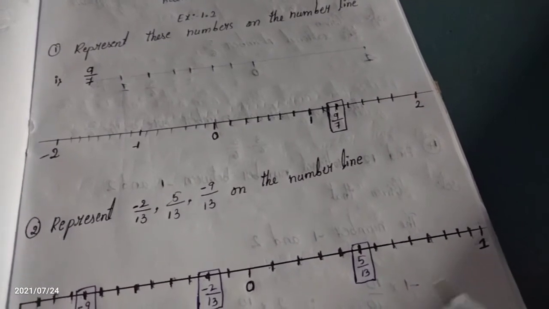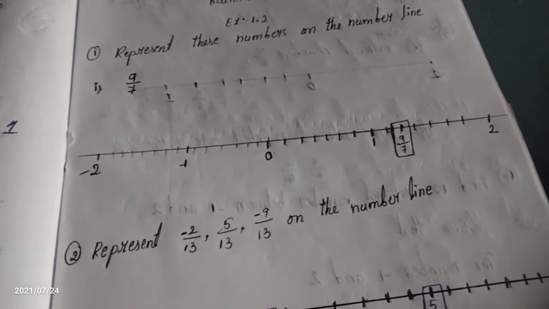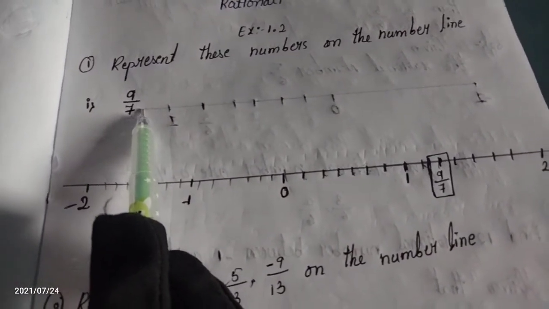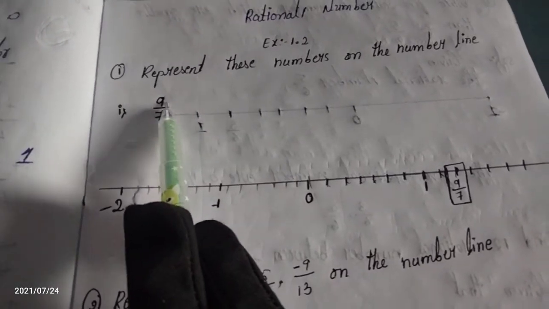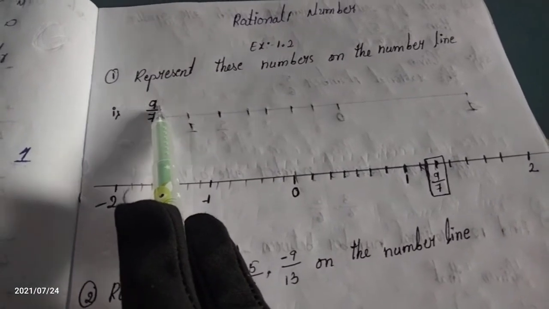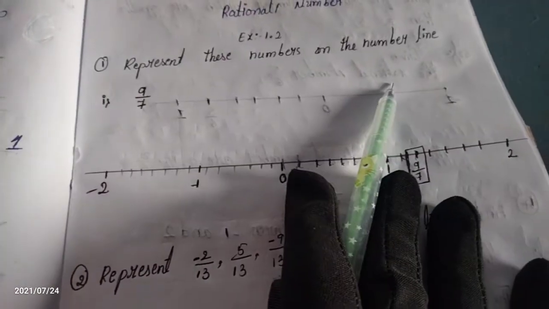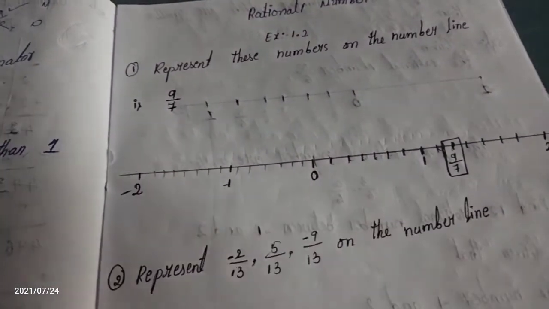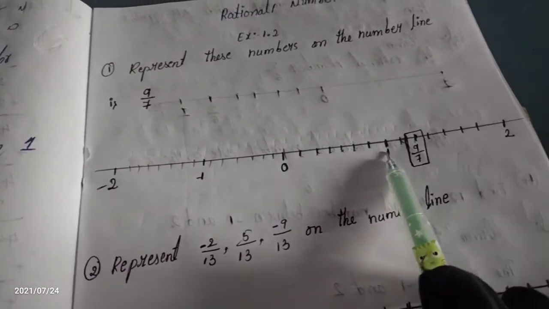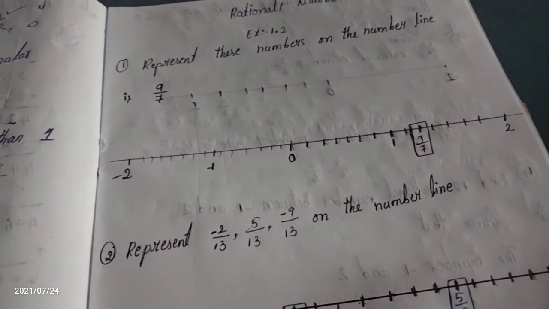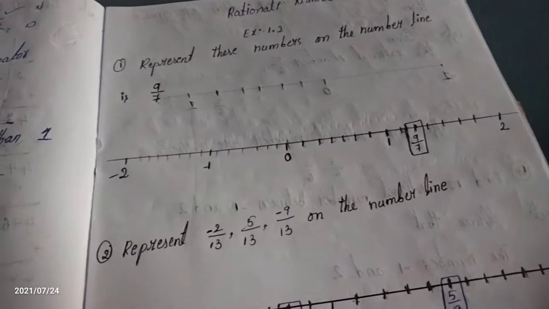What steps do we have to follow? First step, observe whether it is an improper or a proper fraction. It is improper because the numerator is greater and the denominator is smaller. When the numerator is greater, it is an improper fraction. That much you have to remember. It means the number lies greater than 1, so we take 0, 1, 2, 3 on the number line.